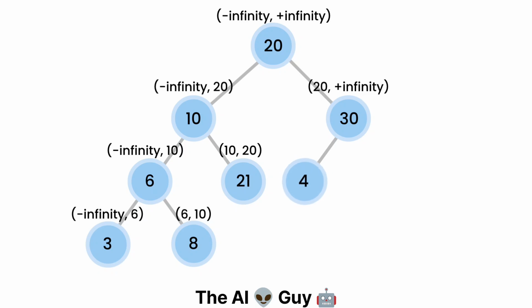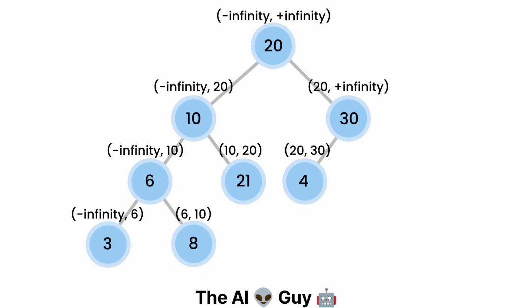And finally, this node over here. Because this node is on the left side of 30, the value we store here should be smaller than 30, and because this is on the right side of 20, the value should be greater than 20. So the valid range here is 20 to 30, but here we have 4. So using this algorithm, we are visiting each node only once.